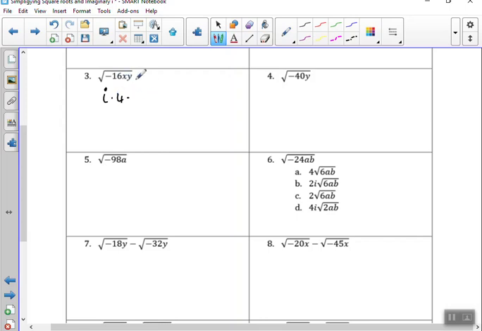And then the x and y, there's nothing I can do with it. So that stays under my radical. I just keep it there. And I'm just going to rewrite this. 4 times i is just 4i. So I'm going to rewrite it like this. And I'm done. Okay?